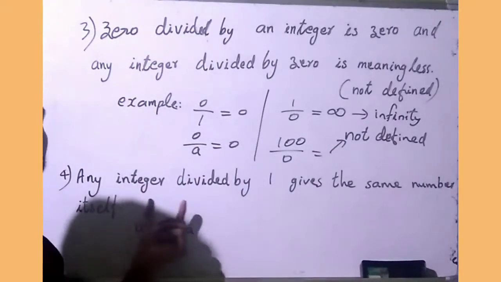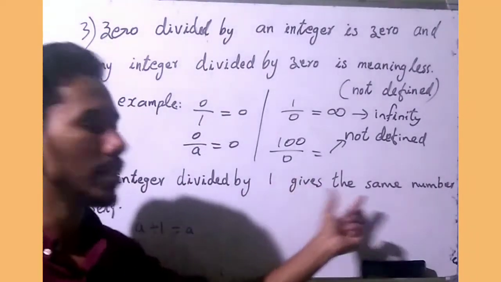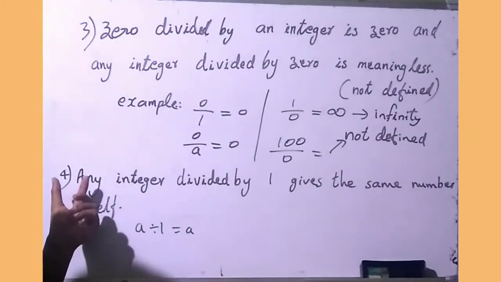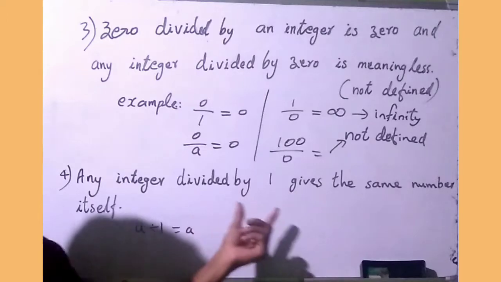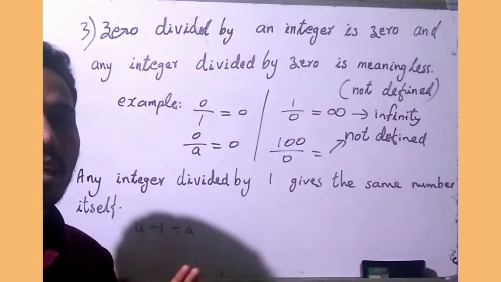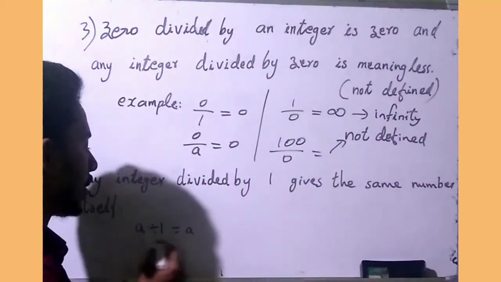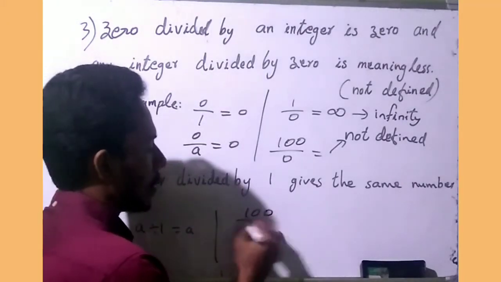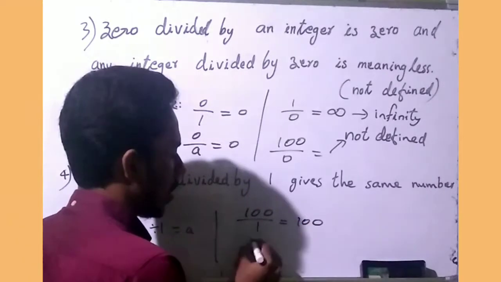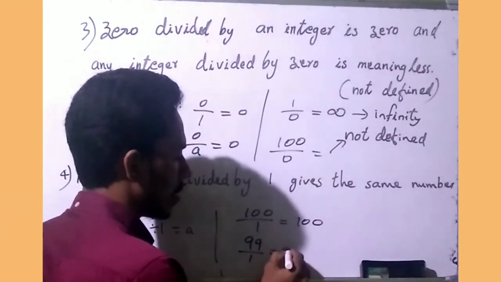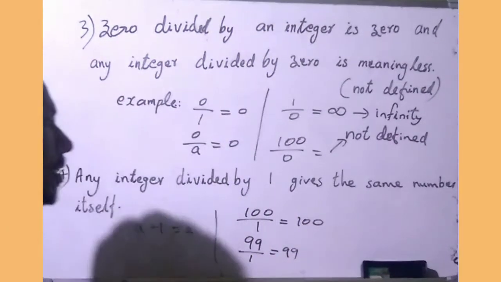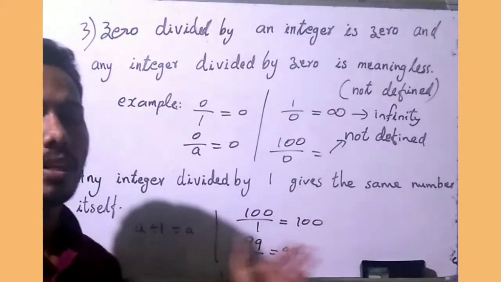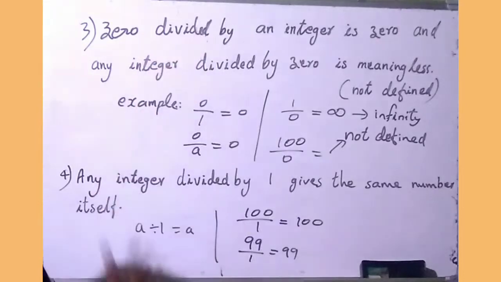Then any integer divided by 1 gives the same number itself. That is the next property. A divided by 1 is equal to A. Then 100 divided by 1 is equal to 100. 99 divided by 1 is equal to 99. So any integer divided by 1 gives the same number itself. That is another property of division.